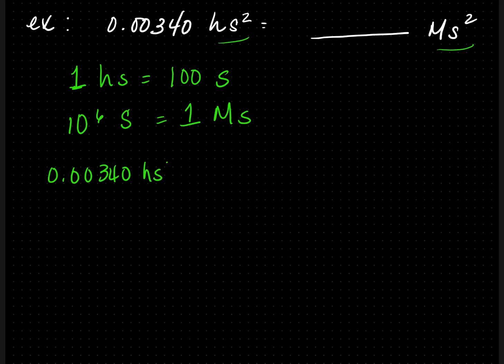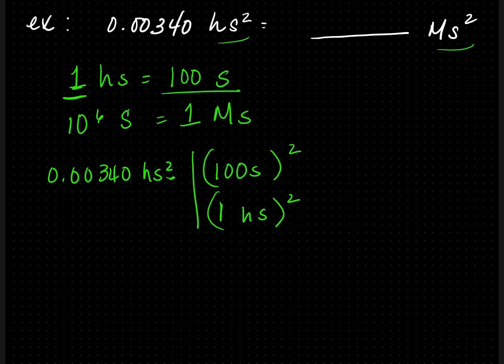This is hectoseconds, so my diagonal unit has to be hectoseconds too, but it has to be squared. So we're going to start with hectoseconds. The number in front is 1. This is equal to 100 seconds, so that goes on top. Now, since hectosecond squared is a derived unit, I need to square the number and the unit on top and bottom.